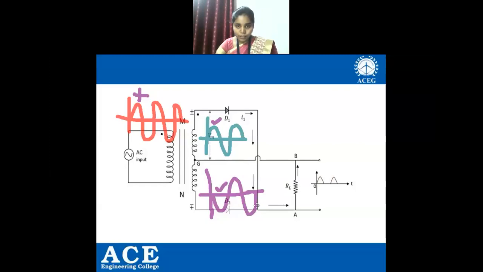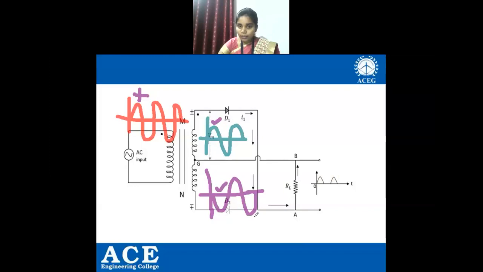Now see here. Here positive is going, and this is the positive of your diode, that is the anode of your diode, and this is the cathode of your diode. When the anode is at higher potential and the cathode is at lower potential, what happens? Your diode will be in the forward bias condition. Now this is the output of your diode D1. But your diode D2 will be in the off condition, because here 12 is there, whereas here 0 is there.